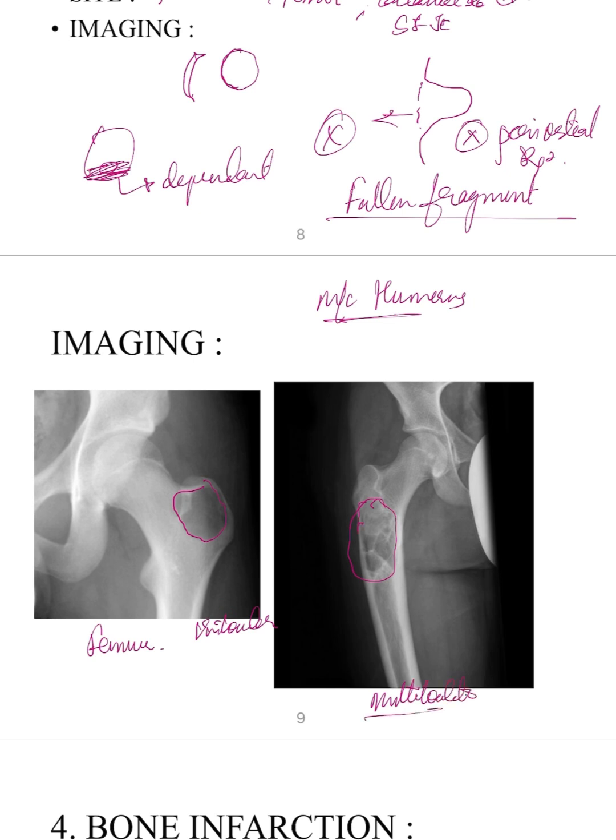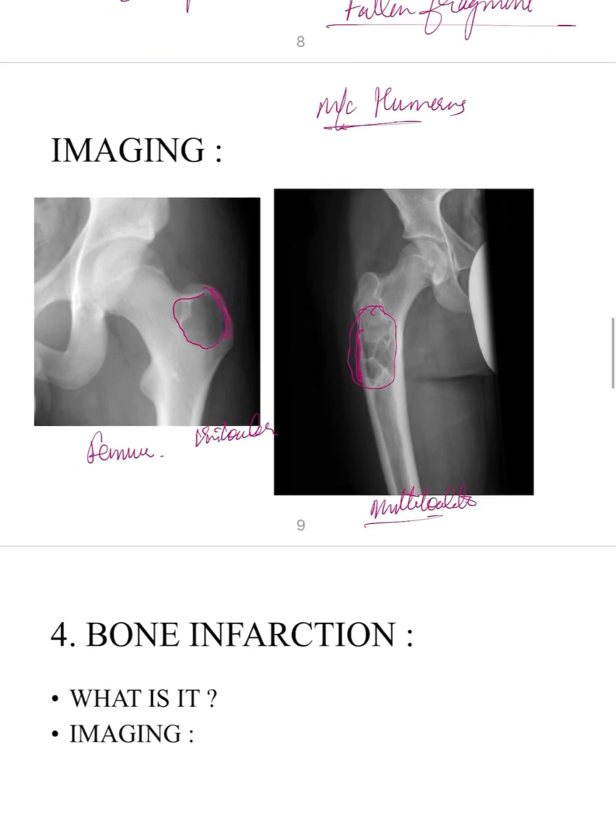The overlying cortex, as you can see in both the cases, is intact, and you can also see there is some sclerotic rim, but however there is no periosteal reaction. So how do you differentiate it from true neoplasm is these findings.